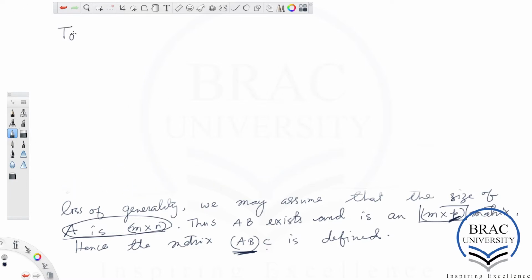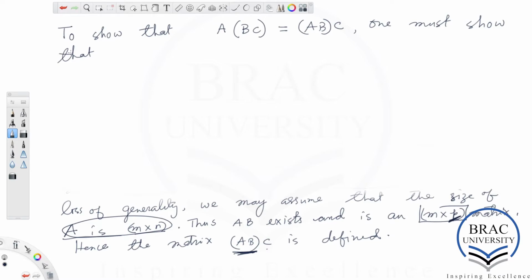Now, let me get rid of this part. To show that indeed A times BC is the same as AB times C, one must show that they are equal entry-wise, right? The ijth entry of the matrix on the left hand side should be equal to the ijth entry of the matrix on the right hand side. This is what we need to show for each ij.